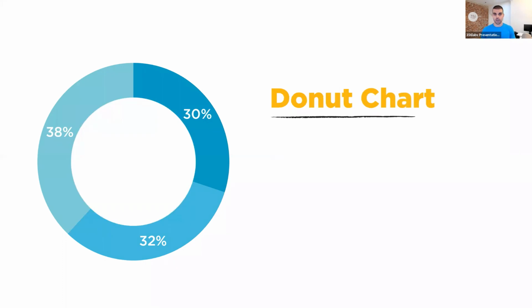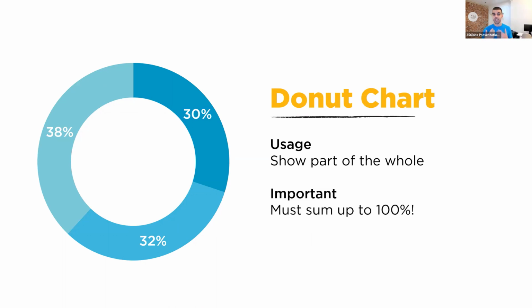Then we have the donut charts, same as the pie charts, showing part of the whole. And again, must sum up to 100%. Some people call the donut chart the modern, or I would say it this way, the more sexy version of the pie chart. I don't know whether or not you choose between the pie chart and the donut chart. I personally think the donut chart is a bit more sexy, but that's just my personal preference.